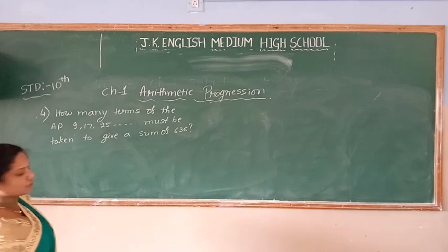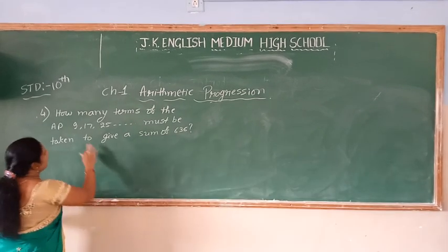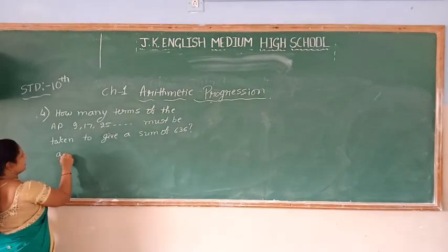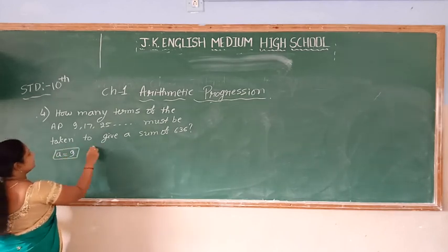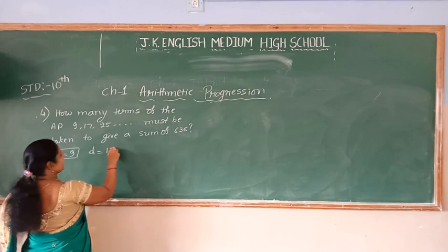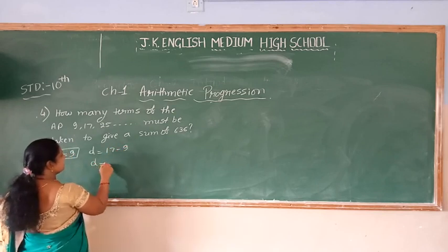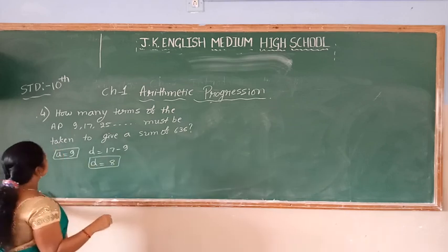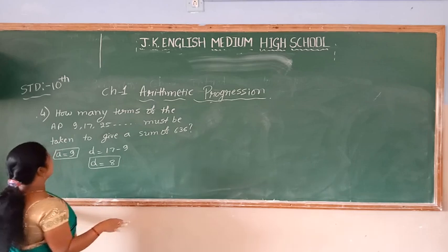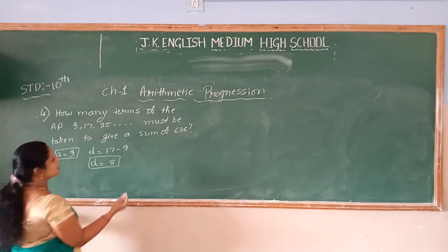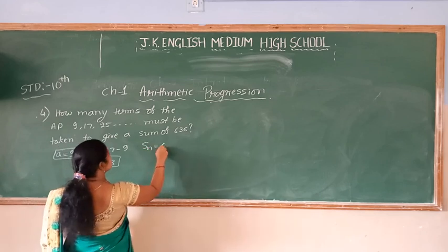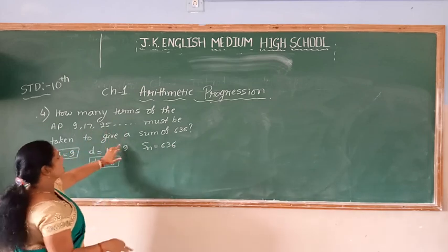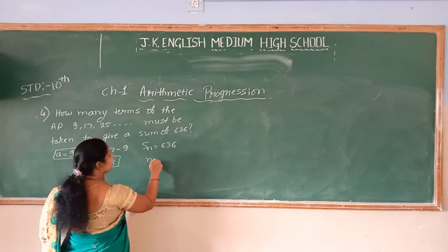So now when you see this question, when you see this AP, whatever values we can write now. First term, a value is 9. The d value becomes 17 minus 9, that means 8. I know the value of d. Then how many terms means I have to find out n, which must be taken to give a sum of 636, sum of n terms, that is 636. So this AP must be taken to give a sum of 636. Then I have to find out n now.